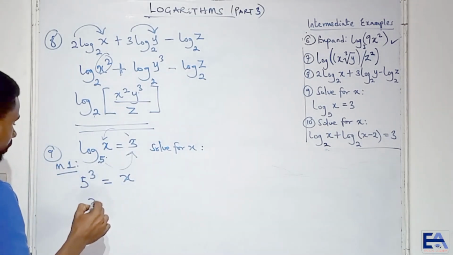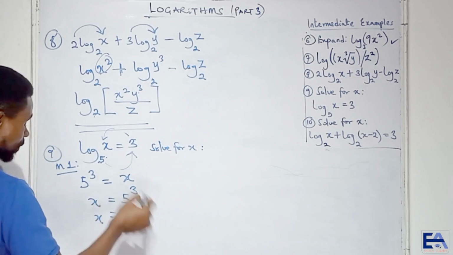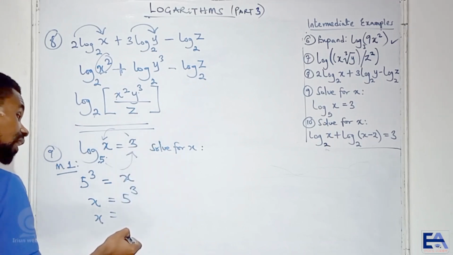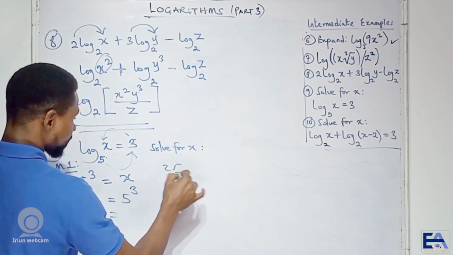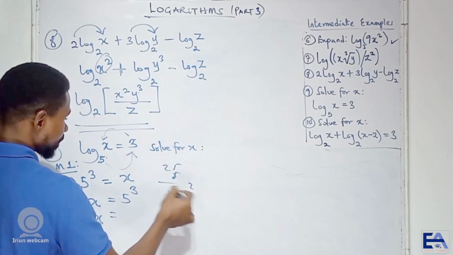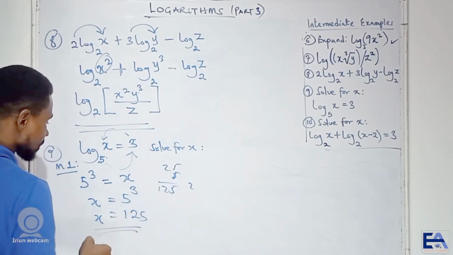You can make it x is equal to 5 raised to power 3, and since x is equal to 5 raised to power 3, we have 5 times 5, 25, then multiply by another 5. That should be 125, I think. So that's 25 times 5. 5 times 5, 5. 5 times 2, 10. Yeah, that's 125. So that is the answer for that.